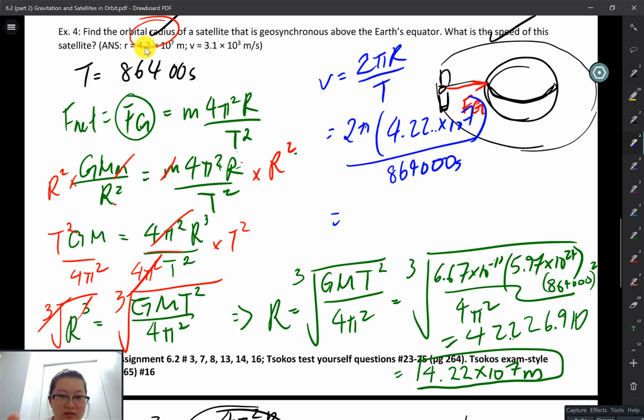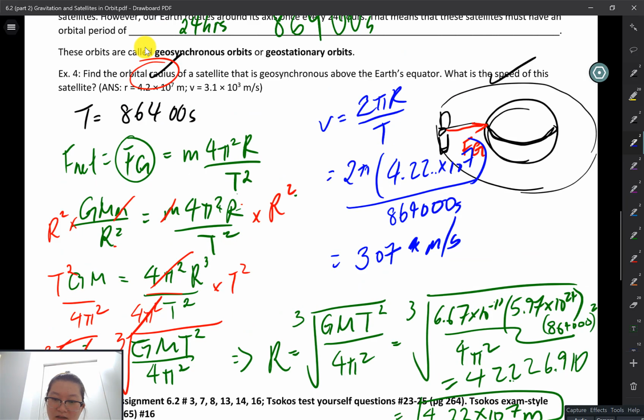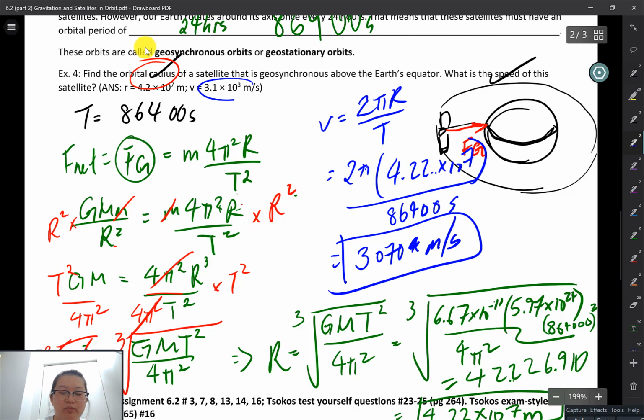We get 307. Oh, I see. I had an extra 0 here. That's why. Okay. Yes, so that's going to give you 3070 meters per second. Perfect. Okay. So that should be about 3 sig figs, not 2 sig figs.